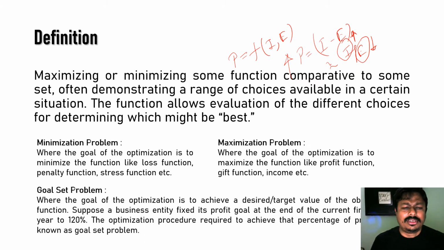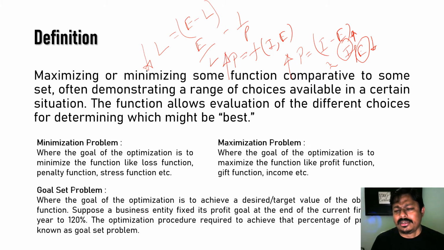So if your goal is minimization, that means to minimize the loss function. As I said, loss L is expenditure minus income, or E by I, the inverse of the profit function. So we have to minimize loss, that is common sense. So it becomes a minimization problem. And if it is maximization, we try to increase profit. So this is known as a profit function. This is known as a loss function. Similarly to the profit function, we also try to maximize the gift function, income function, etc.